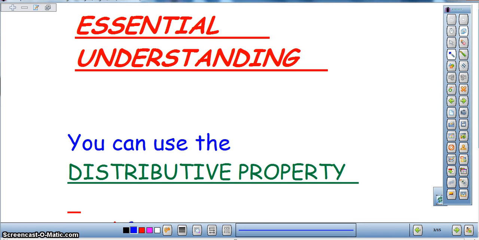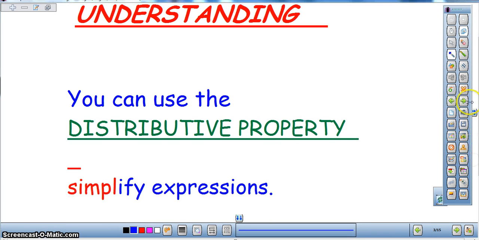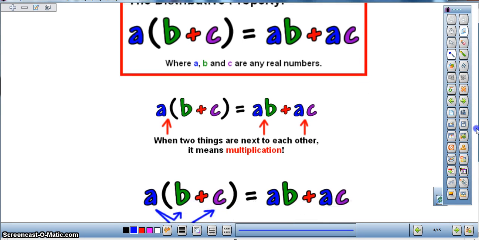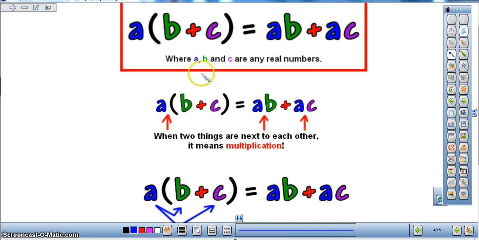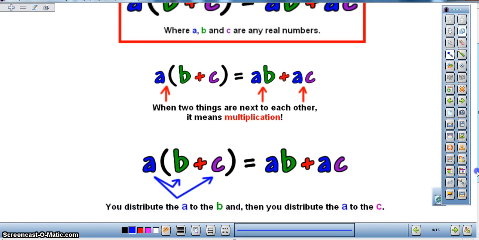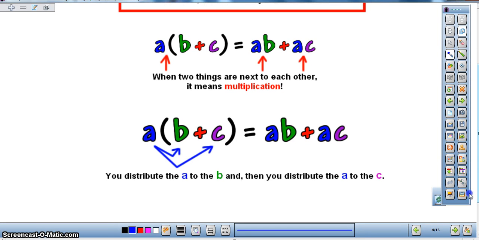The key thing with the distributive property is that it lets us simplify expressions by getting rid of the parentheses. Here you see the distributive property. A times the quantity b plus c means a times b plus a times c. So here we are multiplying a times each term inside the parentheses, and you can see, as you look at this, that we can distribute it to get that answer.